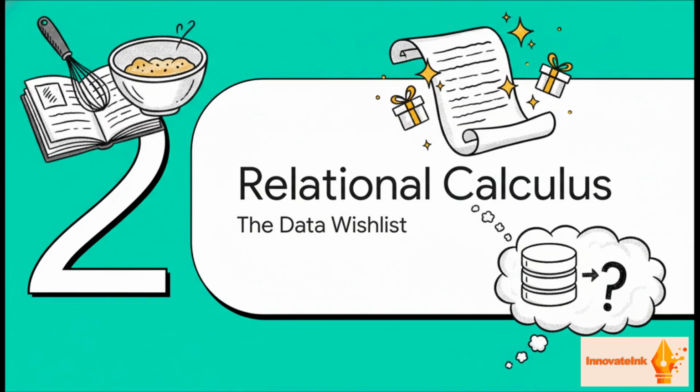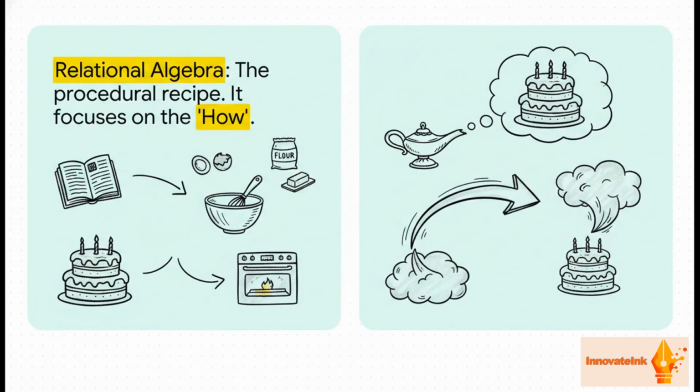You're not telling the chef how to cook, you're just describing the meal you want to eat. And this slide really nails the difference. Relational algebra is procedural. It's all about the how. You are defining the exact sequence of steps. Relational calculus, on the other hand, is declarative. It's all about the what. You just describe the properties of the data you want, and you let the system worry about the how.